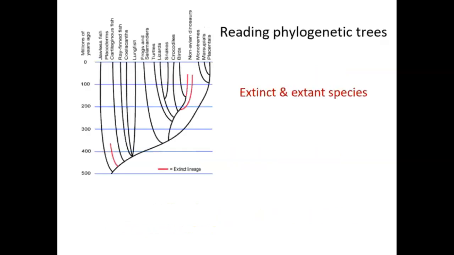There's a couple more things to learn about how to read phylogenetic trees. The vast majority of species that have ever lived are no longer alive today. Such species are said to be extinct. These are represented in phylogenies by branches that do not reach the end of the timeline. Three such lineages are in this diagram. Species that are alive today are known as extant species. Extinct versus extant, the words are similar, so find a way to not get them confused.